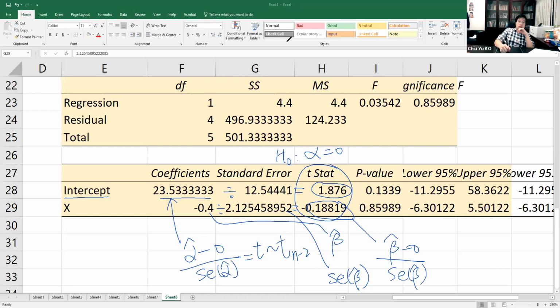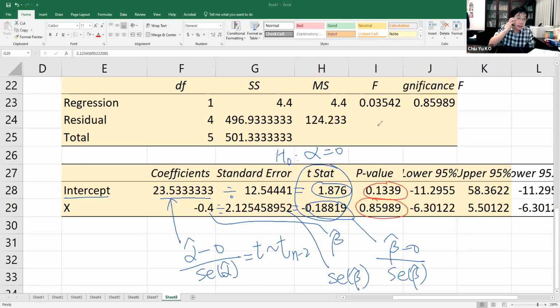The next thing is you will see the p-value here. These two p-values show that they are not smaller than 5%, so you do not reject the case where alpha and beta are 0. That means effectively, first, x and y are really not very related at all. And also the intercept is no different from 0.